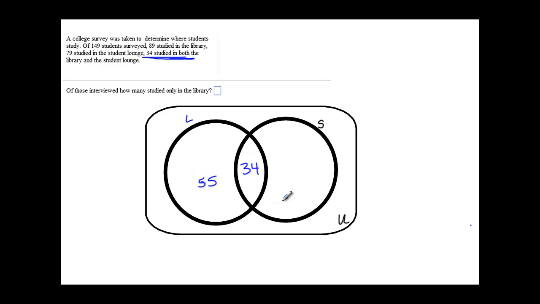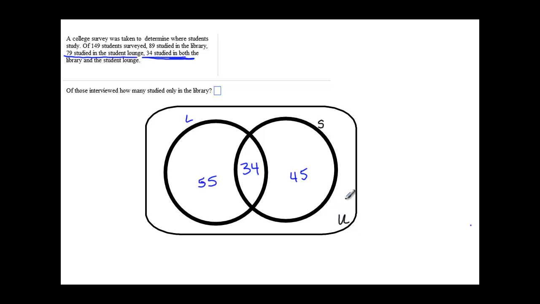And then as we go to fill in the third region here, in the problem it said that 79 students studied in the student lounge. So this entire circle should contain 79 students, which means that this region would contain 79 minus the 34, which is 45 students.